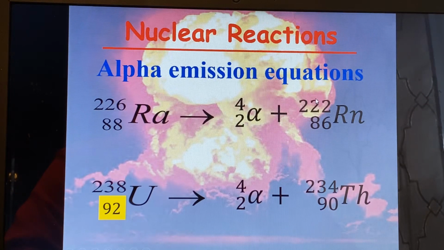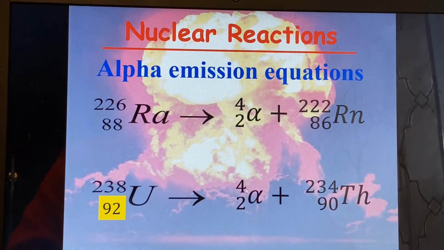This would be radon-222. Radium-226 transmutated into radon-222. That's how it reads in what you would call an English statement, so to speak. And uranium-238 would decay into thorium-234. So that's writing alpha emission reactions, which is what you're going to have to do for homework tonight.